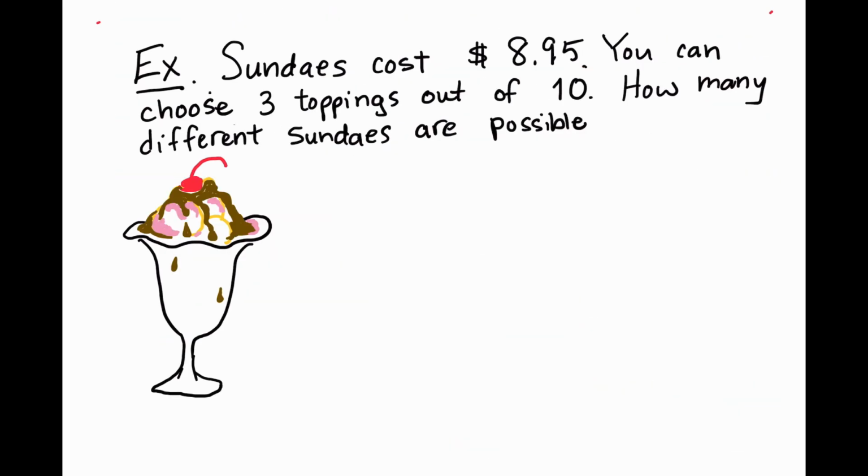Here's another example that captures the essence of combinations, where order doesn't matter. We're only interested in subsets. Let's suppose sundaes cost $8.95. You can choose 3 toppings for your sundae for that price, and there are 10 possible toppings total. So how many different sundaes are possible? In this example, we're really being asked how many combinations there are if I have 10 toppings and I can choose 3.